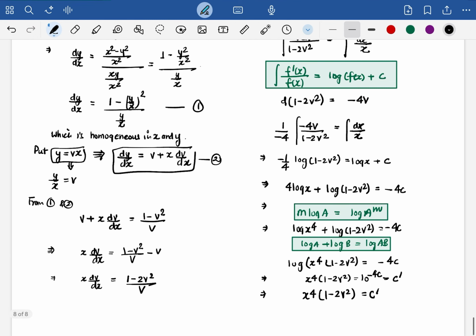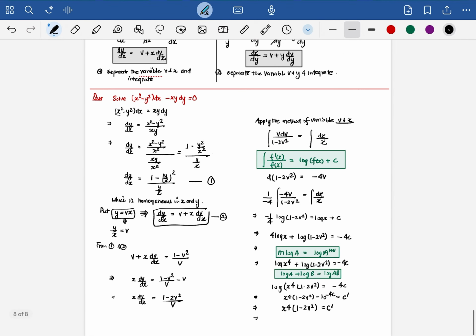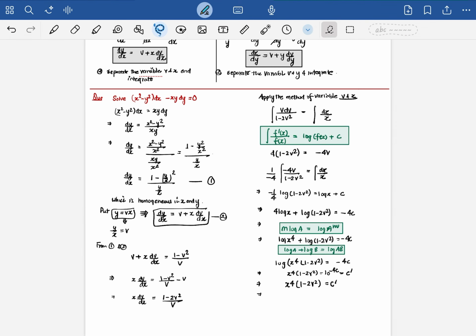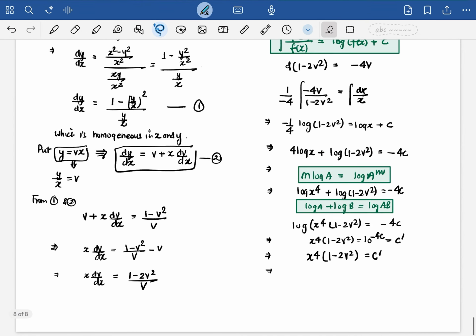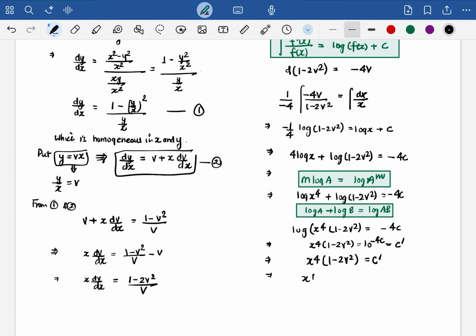Okay, now at the last step, let me create a space for you. In the last step, just put the values. So what are the values? x to the power 4, 1 minus 2, what is v? If you recall, this is v, y square by x square. So it is equal to c dash. Multiply inside, and you will get the answer as x square minus 2y square is equal to c dash. So this is your final answer.